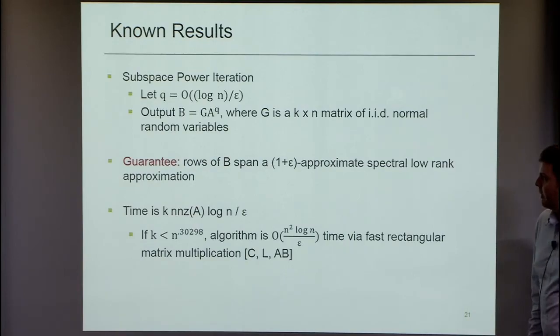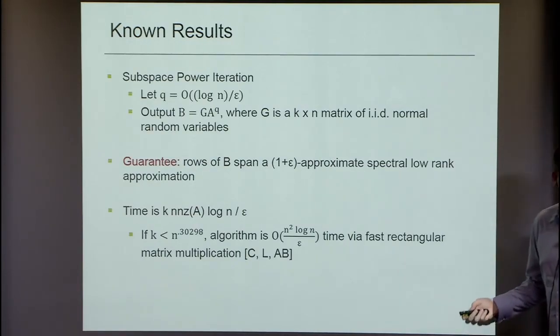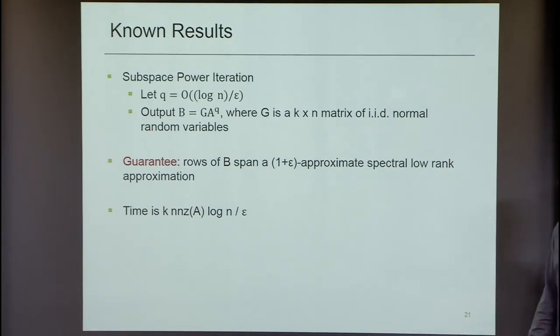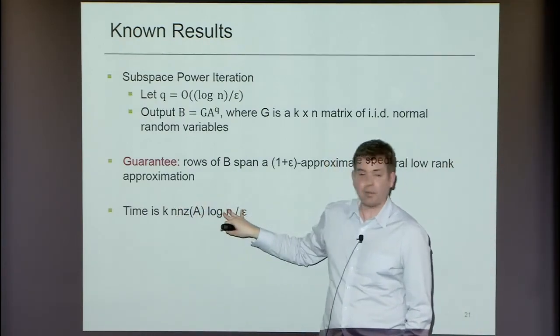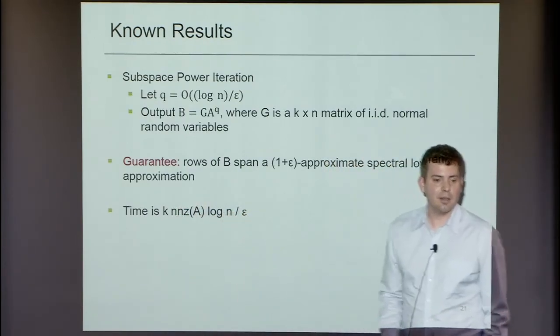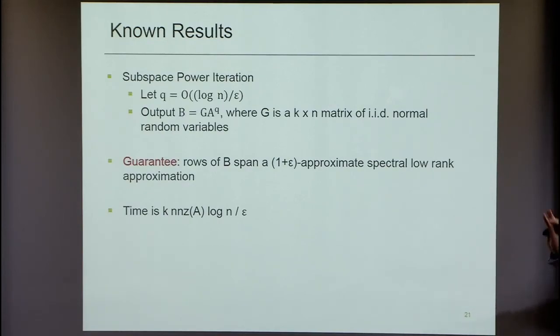What happened to Q in that formula? Oh, it's k times nnz of A times Q. Oh, sorry. Okay. Yeah. I mean, for this talk, think of Q as not important.